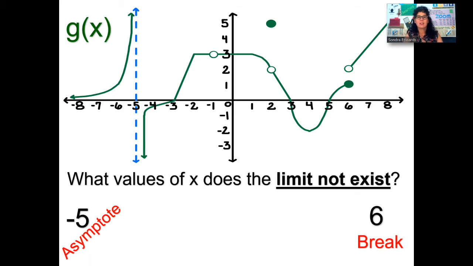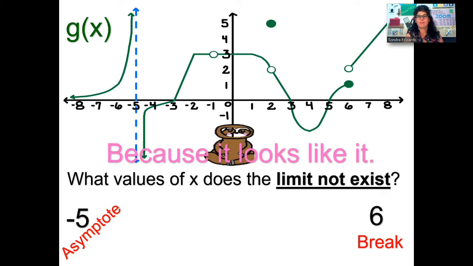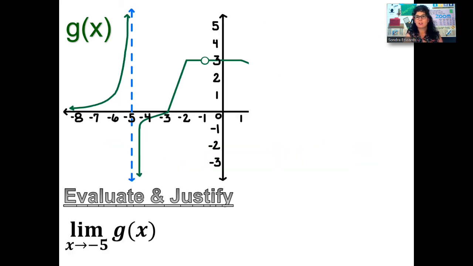Using this strategy, the sloth definition, where breaks and asymptotes are not okay, we can answer multiple choice questions really quickly. But we're going to get past because it looks like it.